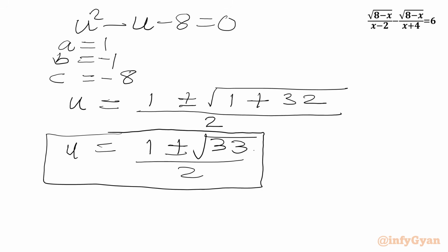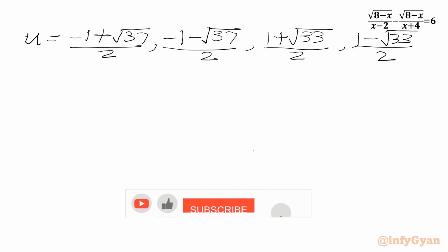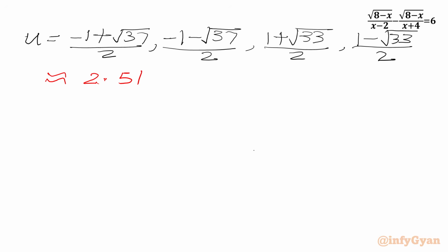Now we will be writing all four solutions. So let me write the solutions here first. Here it is. Now we will be writing approximate values. So the first value would be 2.51 approximately. Minus 1 minus root 37 over 2 is minus 3.51 approximately. 1 plus root 33 over 2 will be 3.4 approximately. And 1 minus root 33 over 2 will be somewhere around minus 2.4.